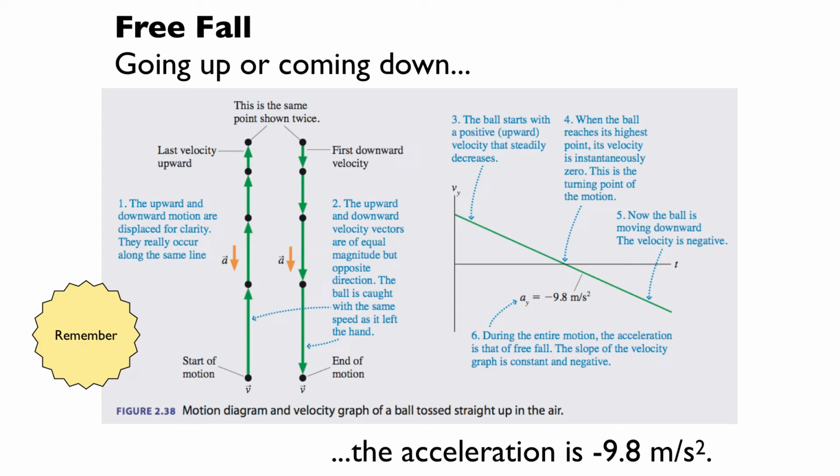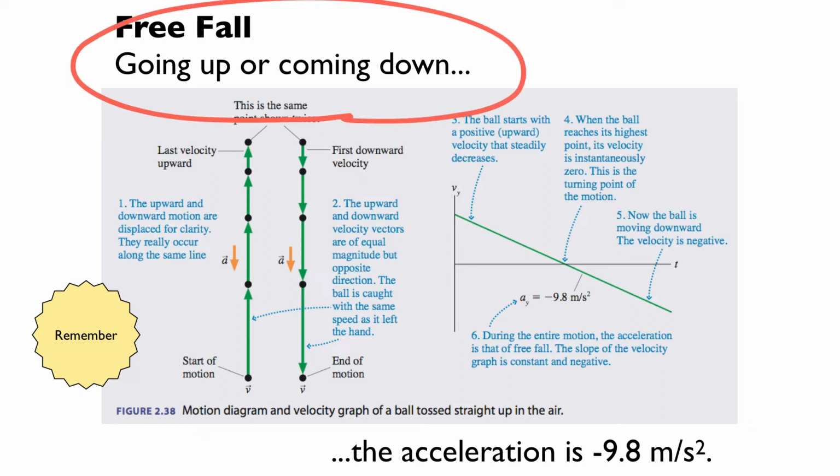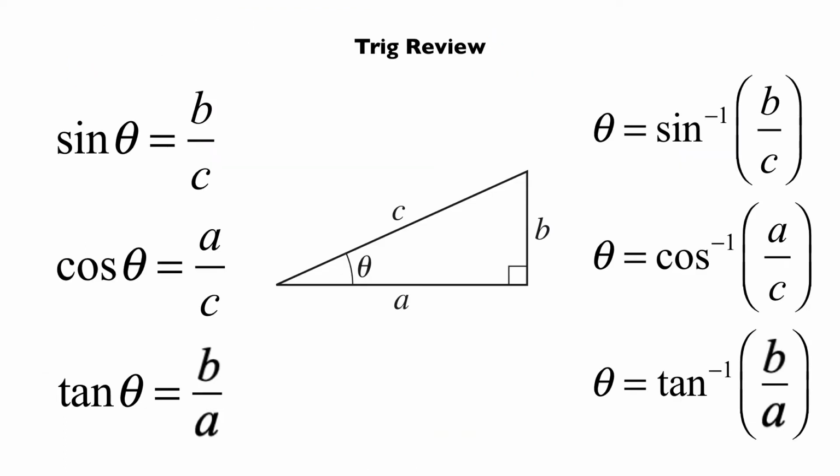One particular type of one-dimensional motion with constant acceleration was free fall. The key thing about free fall is the acceleration was just equal to negative 9.8 meters per second squared. So it was just motion with constant acceleration, but it had a very particular acceleration, and you have that acceleration if an object is going up or coming down.